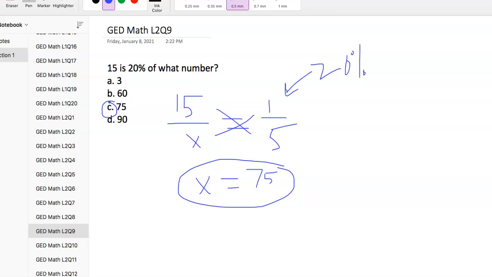Okay, so there we go. The mistake people make a lot of the time is they see 15 is 20% and they just go 15 times 0.2, and that's 3, which is one of the answer choices, but unfortunately not right. Sometimes it takes a little practice to get used to setting up these formulas. Put in the practice, and you will be there.